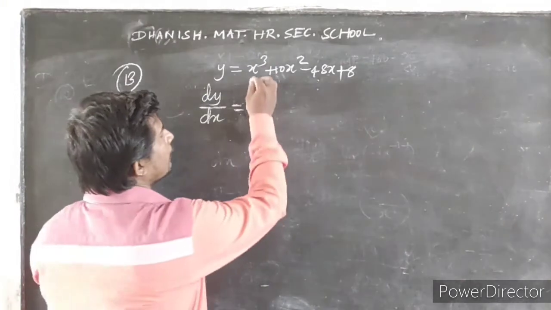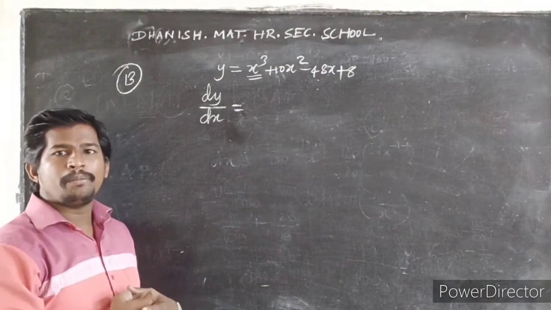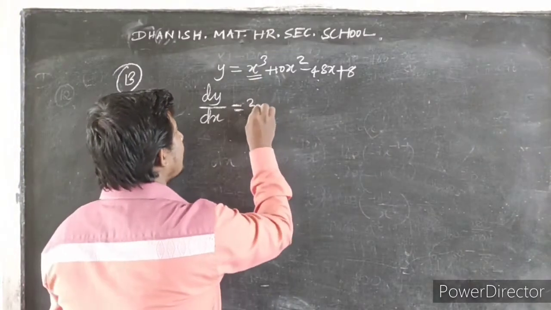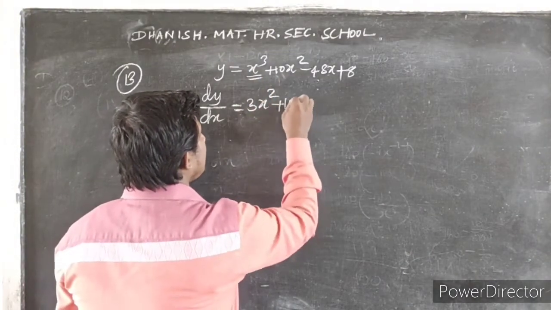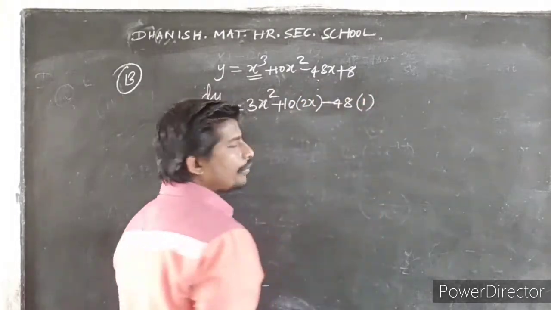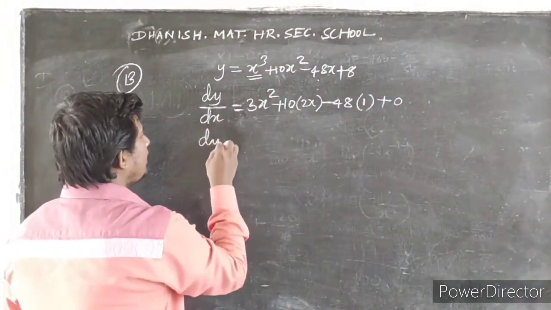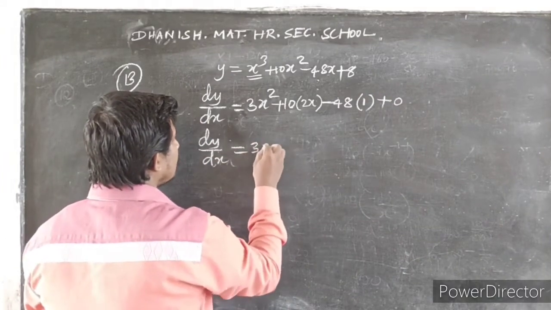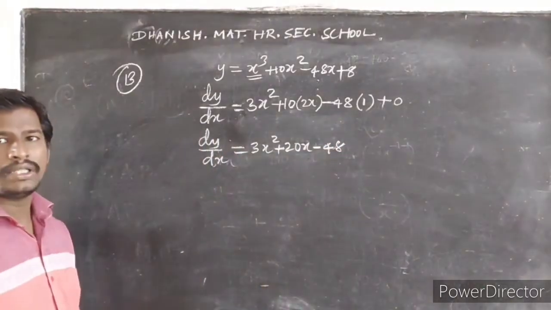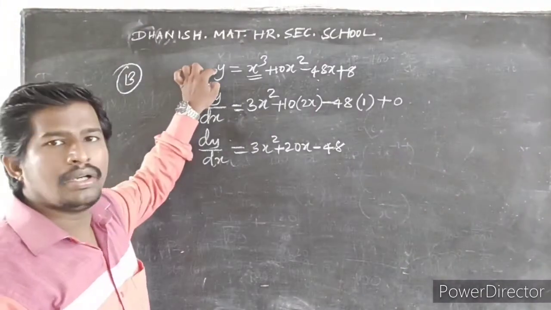So dy by dx equal to, here I am going to differentiate the function. The derivative of x power n is n x power n minus 1. So by applying the result, we will have 3x square plus 10 into 2x minus 48 into derivative of x is 1, plus derivative of constant 0. So dy by dx equal to 3x square plus 20x minus 48. We got our derivative, or we got our marginal function of the y.